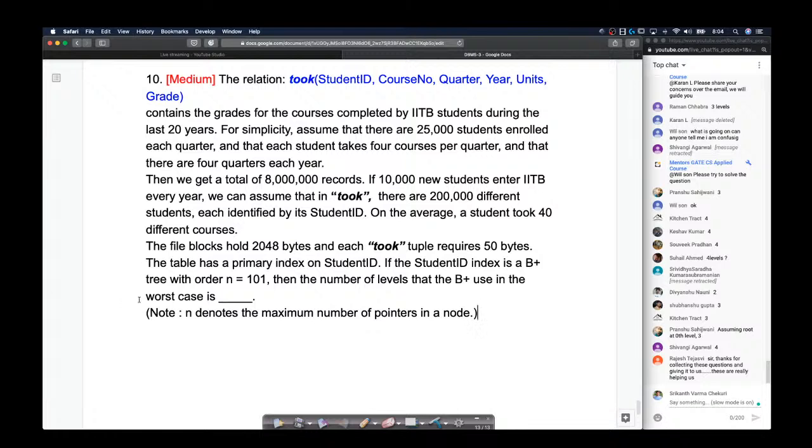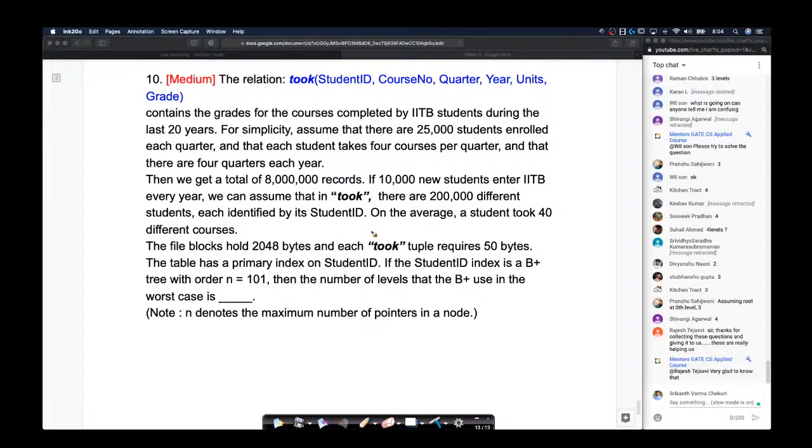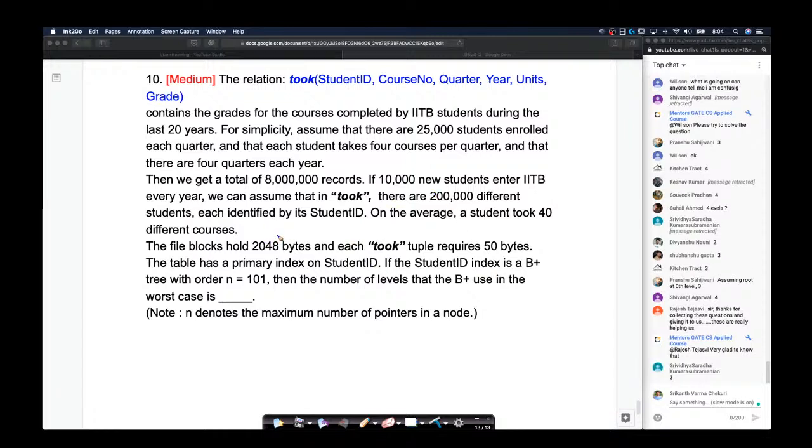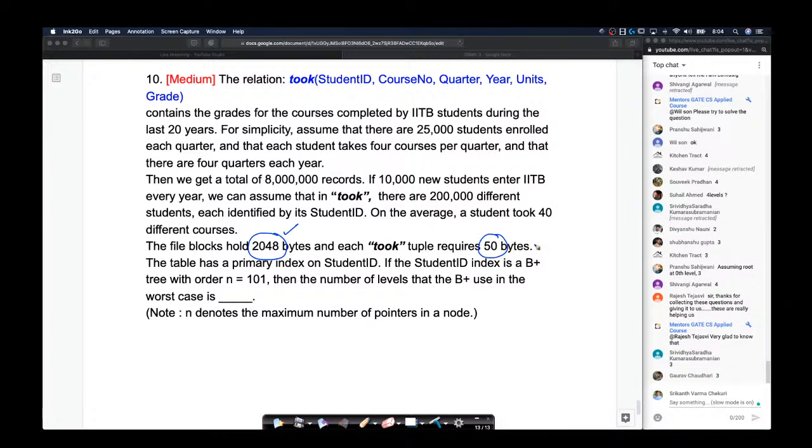Okay, so let's go into this question. It's a good question, so let's write down the details here. First and foremost, it says each block is 2048 bytes, and it also says that each tuple in this table takes 50 bytes.